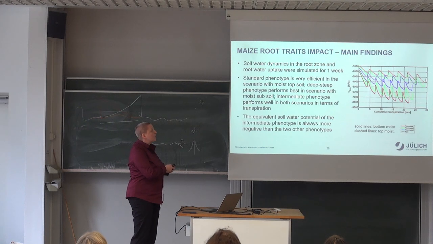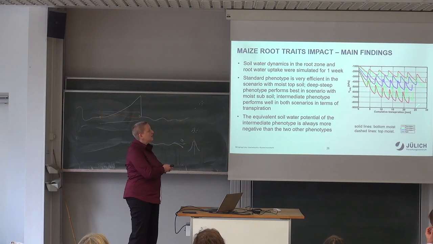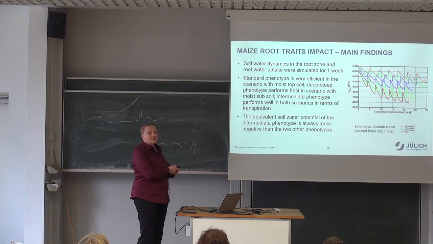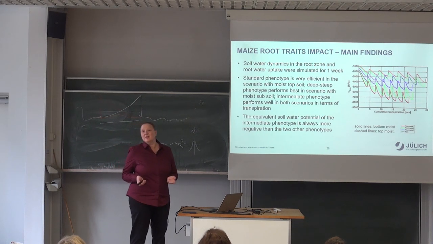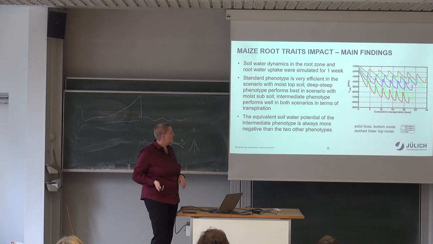And the more negative, the more stressed the plant is. Yeah? And so we see that here, for example, the red one is the most stressed one, but blue and green performed similar, but the green one already experiences more stress than the blue one. So if we would have extended the simulation time for longer, the intermediate phenotype would have had a worse performance. And the same is in this case where the red and the green were the best one, but the green one already experiences more stress.